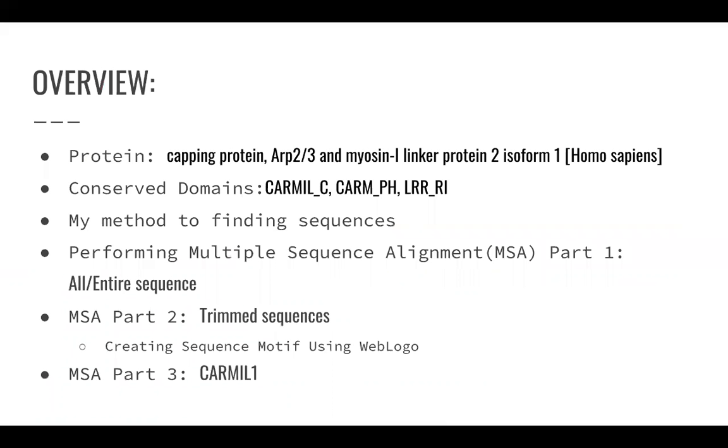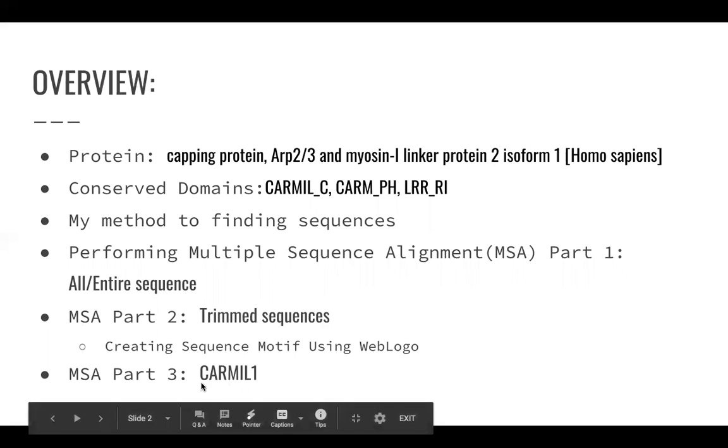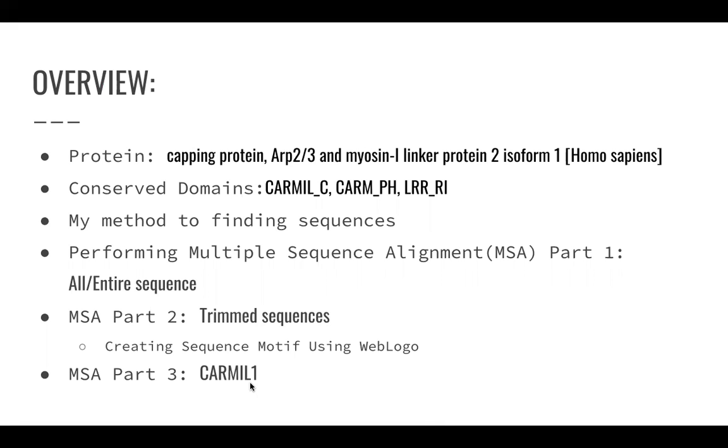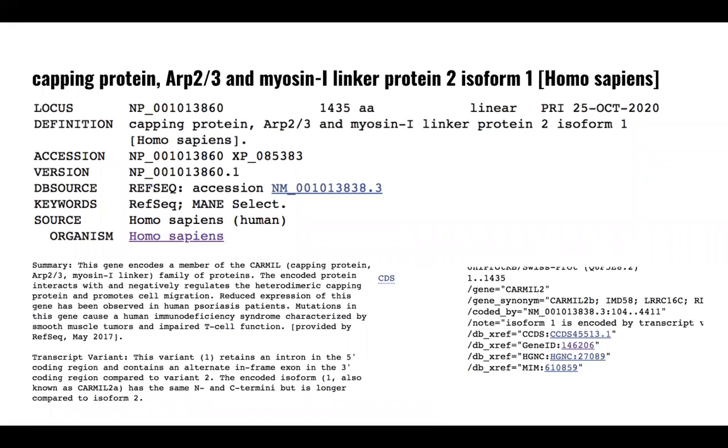This is a quick overview of my presentation. First, I'm going to provide background on the protein that I chose and its conserved domains, and then I will go into my method to finding sequences from other organisms, and lastly, I'm going to go over my three multiple sequence alignments. The first two multiple sequence alignments help me create my amino acid sequence motif, and then the last multiple sequence alignment gives me a phylogenetic tree that will show the relationship between the different organisms. And when I get there, I'll explain why I only chose to perform multiple sequence alignment on only Carmil 1 proteins. The protein that I chose is actually Carmil 2.